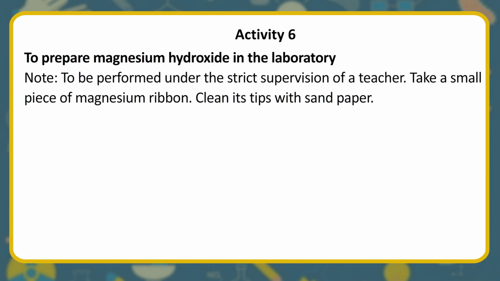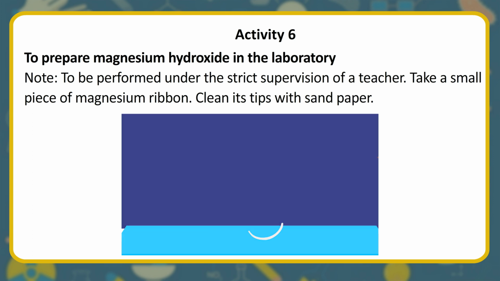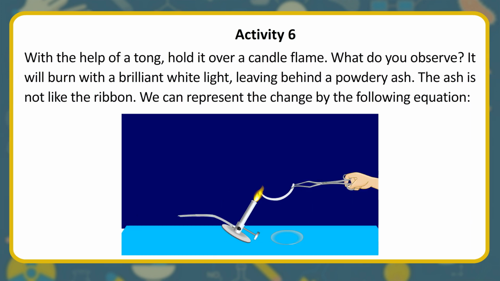Activity: To prepare magnesium hydroxide in the laboratory. Note: to be performed under the strict supervision of a teacher. Take a small piece of magnesium ribbon, clean its tips with sandpaper. With the help of tongs, hold it over a candle flame. What do you observe? It will burn with a brilliant white light, leaving behind a powdery ash. The ash is not like the ribbon.